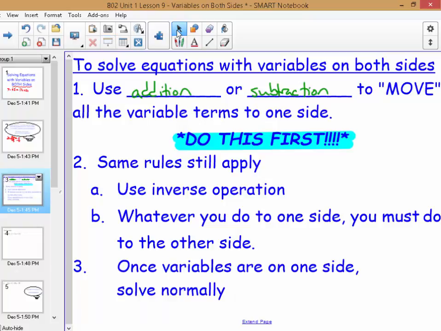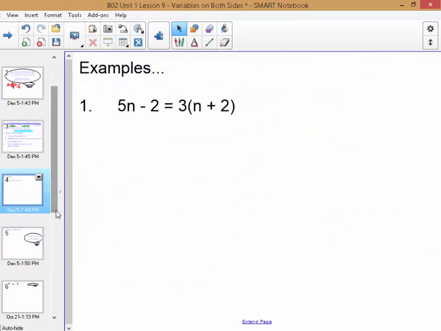And then once your variables are on one side, basically combining like terms at that point, you're going to have just a regular two-step equation like we're used to, and you can solve it normally. So let's get into the examples and see if this can make some sense. It says 5n minus 2 equals 3 times n plus 2.